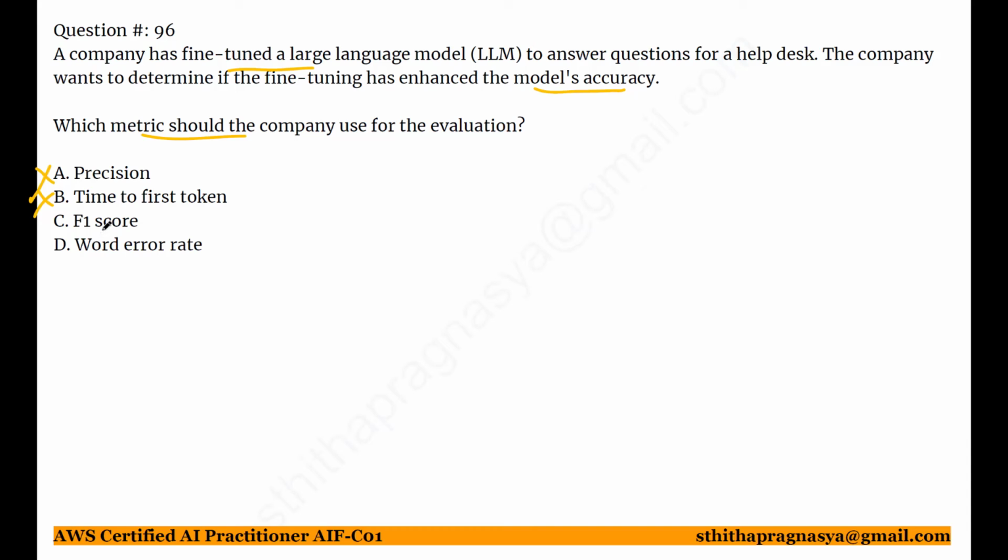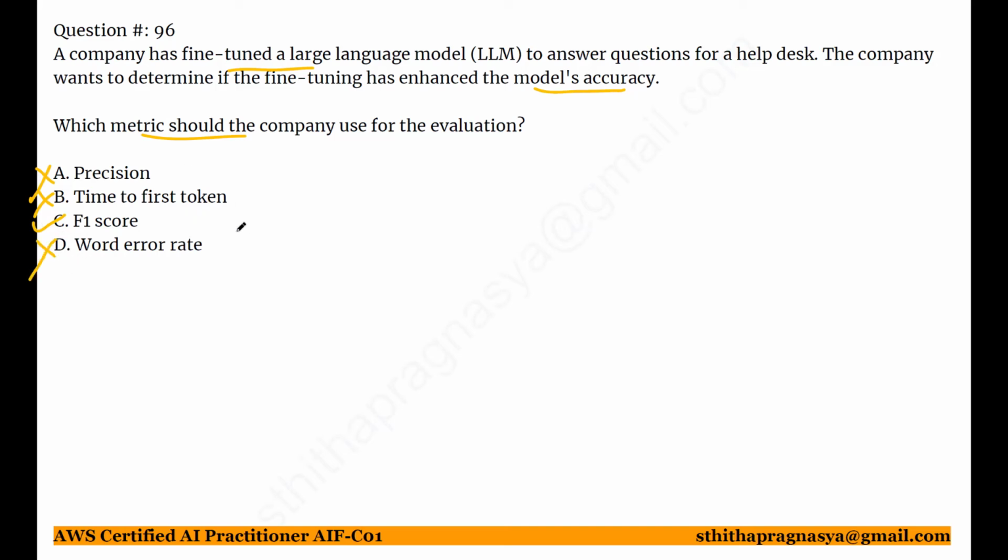F1 score is the harmonic mean of precision and recall, providing a balanced measure of a model's accuracy. It considers both how many relevant answers the model identifies, which is recall, and how many of its predictions are correct, which is precision. This metric is widely used to evaluate the accuracy of question answering models and is well suited for assessing fine-tuning improvements. So this is the correct answer, as it provides a comprehensive evaluation of accuracy. This has to be a wrong answer.